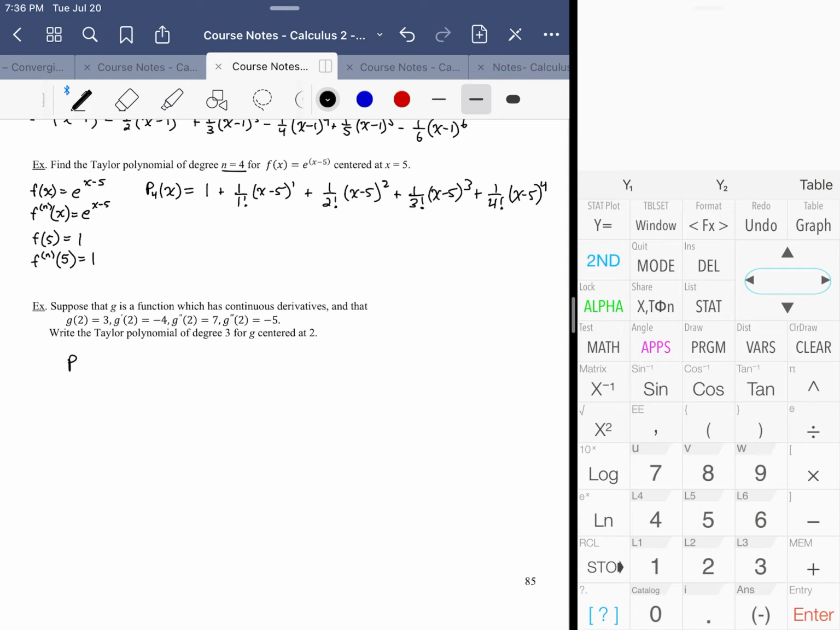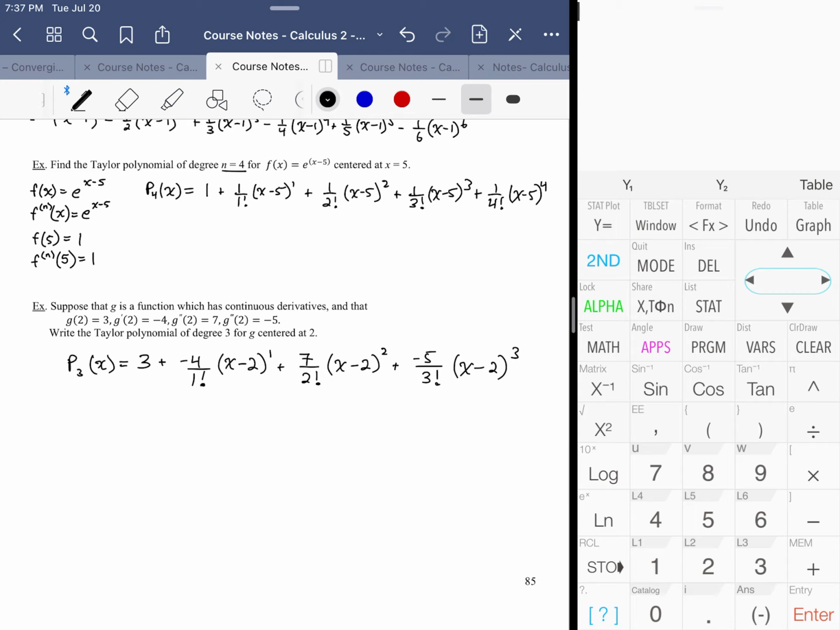So if I need a polynomial of degree 3 centered at 2, it's going to be 3 plus negative 4 over 1 factorial x minus 2 to the first, plus 7 over 2 factorial, that's my second derivative, x minus 2 to the second power, plus negative 5 over 3 factorial times x minus 2 to the third power.